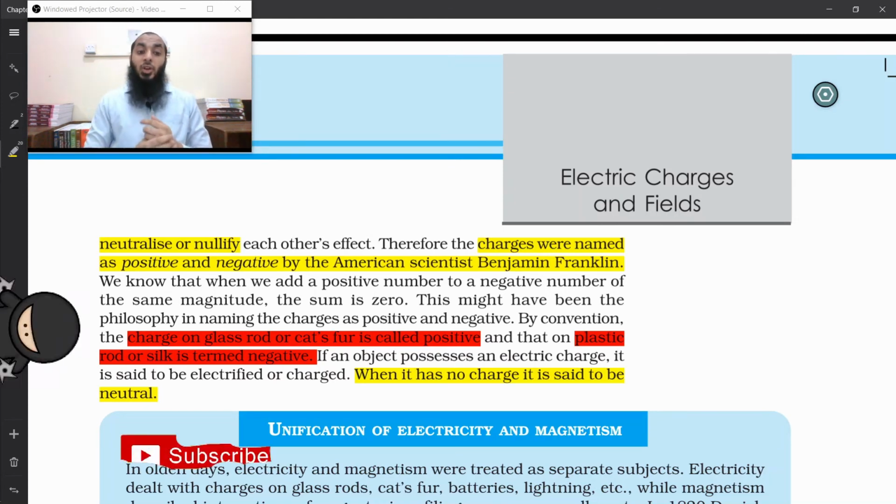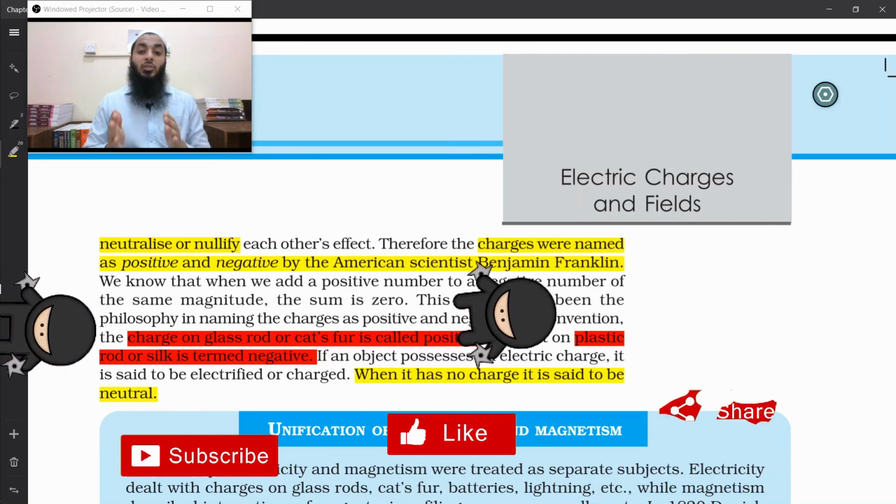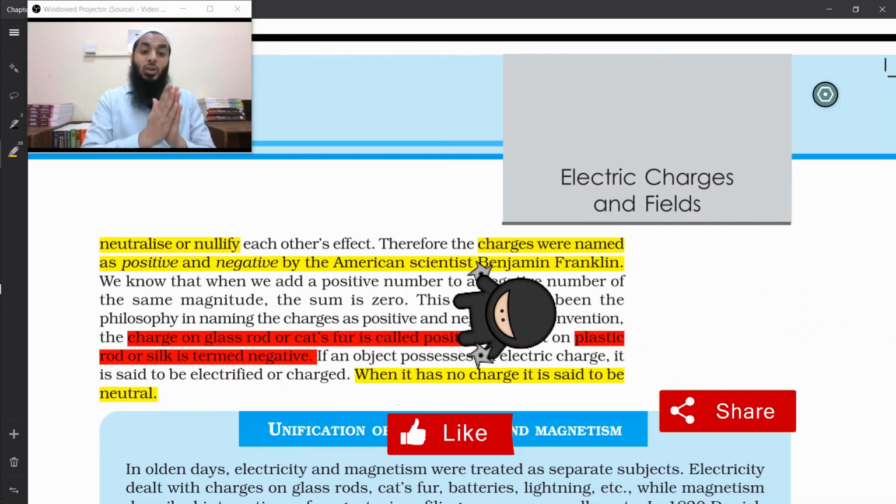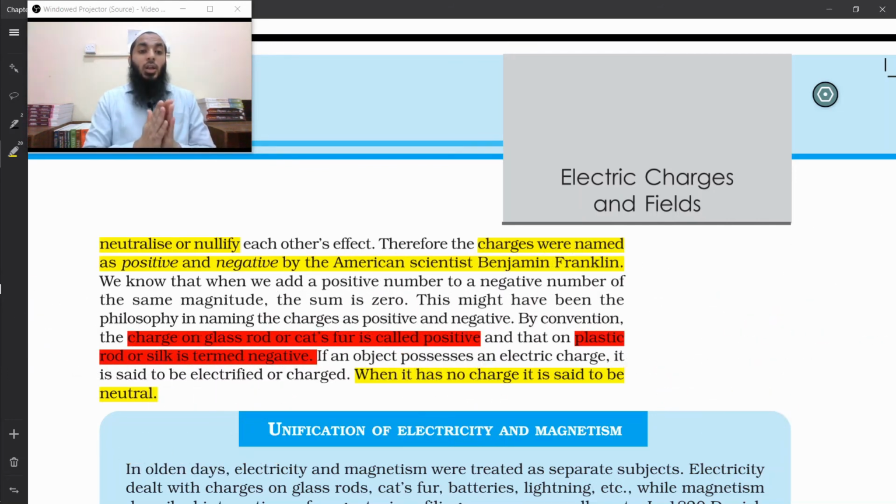This might have been the philosophy in naming the charges as positive and negative. By convention, the charge on glass rod or cat's fur is called positive. This was a mistake on his part. The contribution was good, but this naming caused a little difficulty. I'll talk about that. Now, they were called positive, and that on the plastic rod or the silk is termed as negative. Okay. If an object possesses an electric charge, it is said to be electrified or charged. When it has no charge, it is said to be neutral.